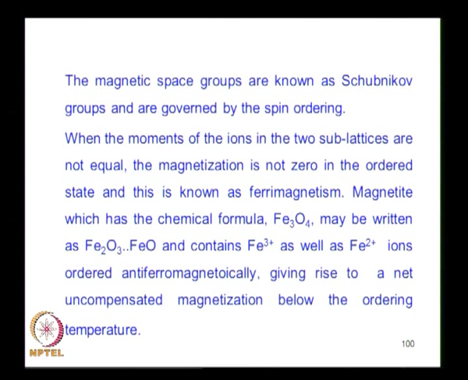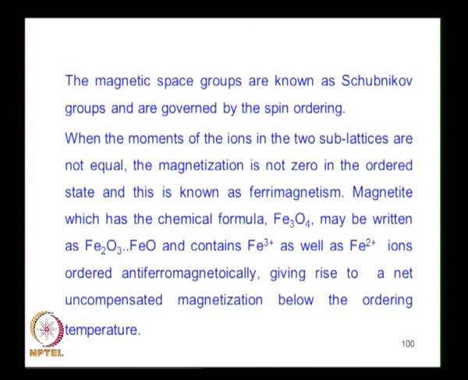Now, we talked about antiferromagnetism when the moments of the ions in the two sublattices are exactly equal and opposite, so they cancel each other. There are also situations when the moments of the ions are not the same, they are opposite but not equal, in which case the magnetization will not be 0, it is not completely cancelling, and therefore, in the ordered state there is a net non-zero magnetization. So, that is known as ferrimagnetism.